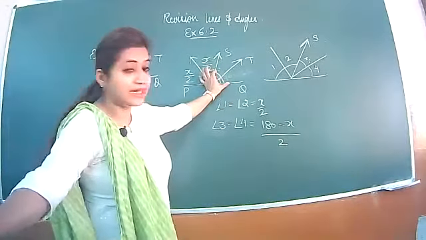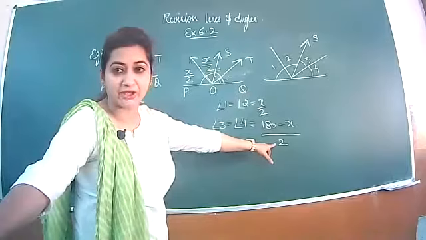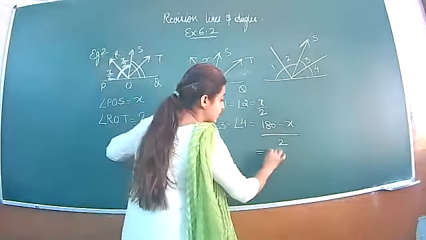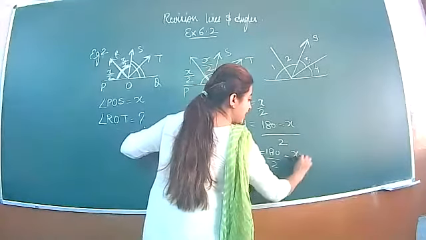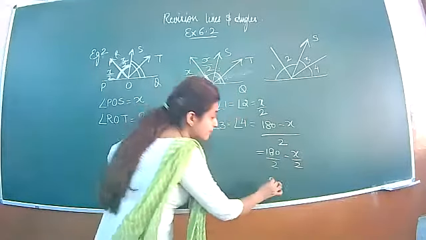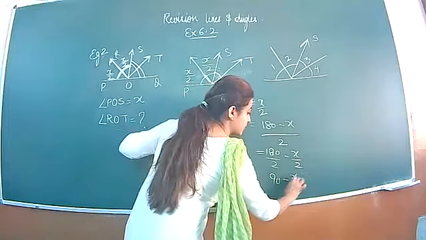The remaining angle has been divided into two parts by 2. So if I separate them, this will become 180 by 2 and x by 2. So this will become 90 minus x by 2.